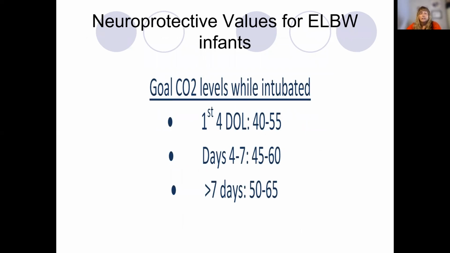We also have neuroprotective values for our ELBW infants, and the goal CO2 levels while intubated in the first 3 days of life. Sorry, that says 4, but it's supposed to be first 3 days of life is 40 to 55. And days 4 to 7 are 45 to 60. And then at greater than 7 days, we go 50 to 65.